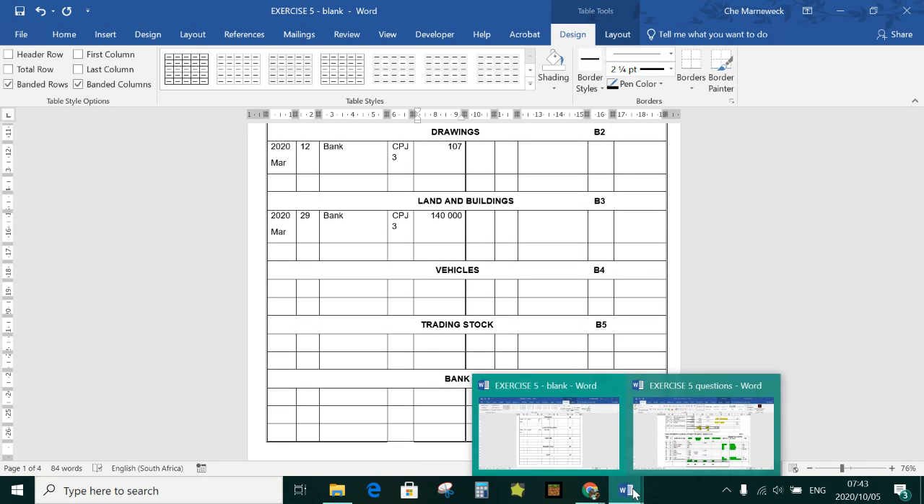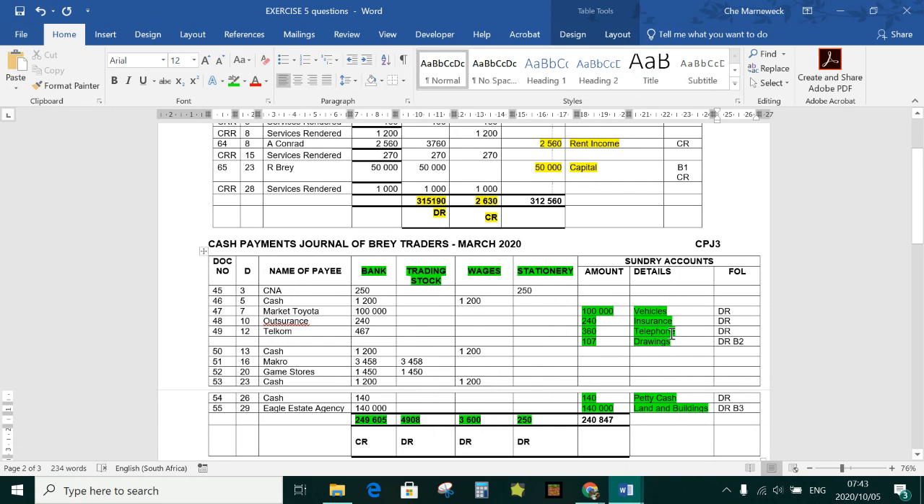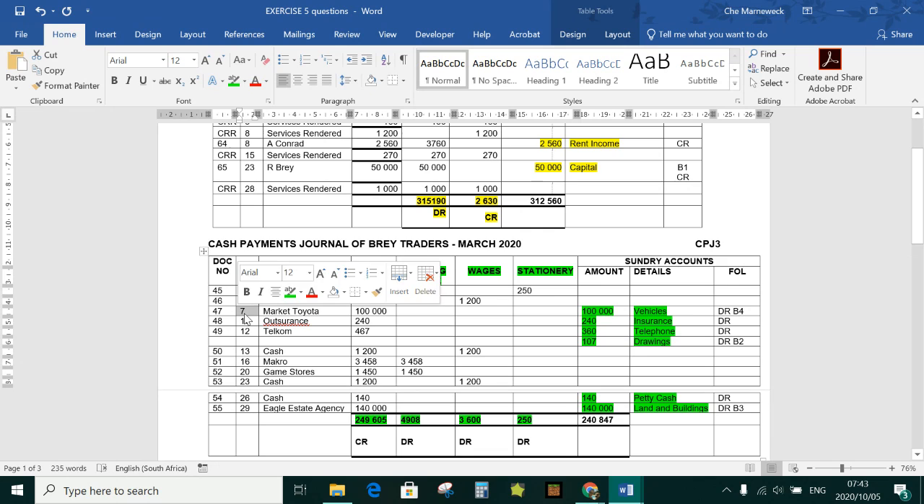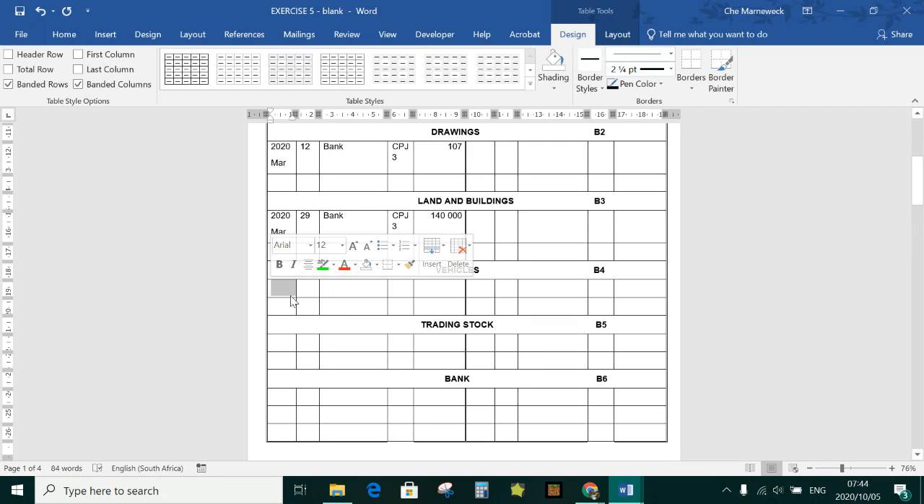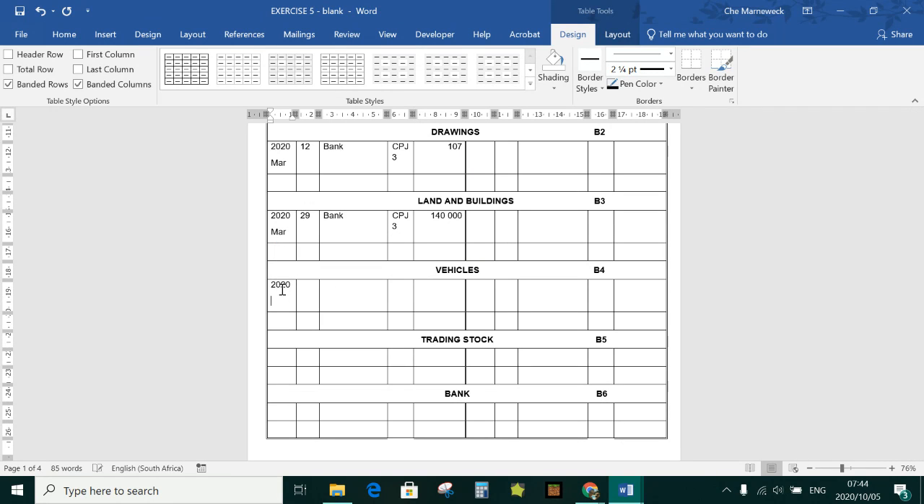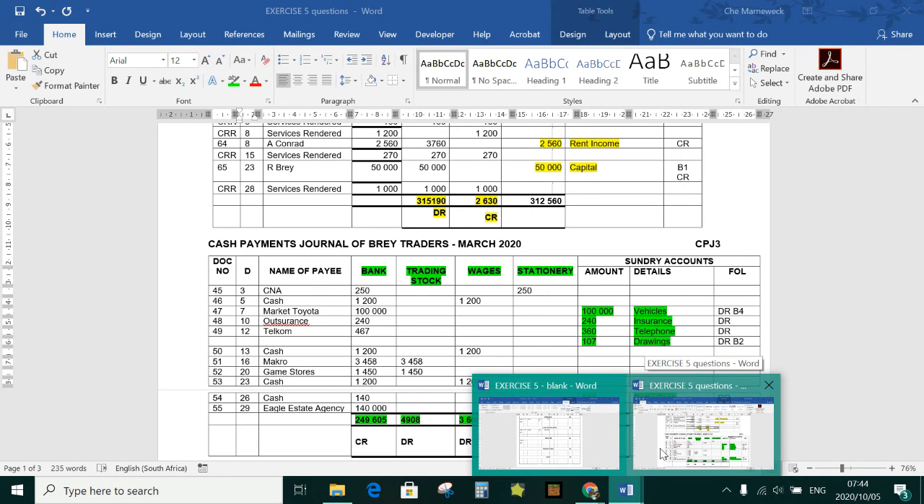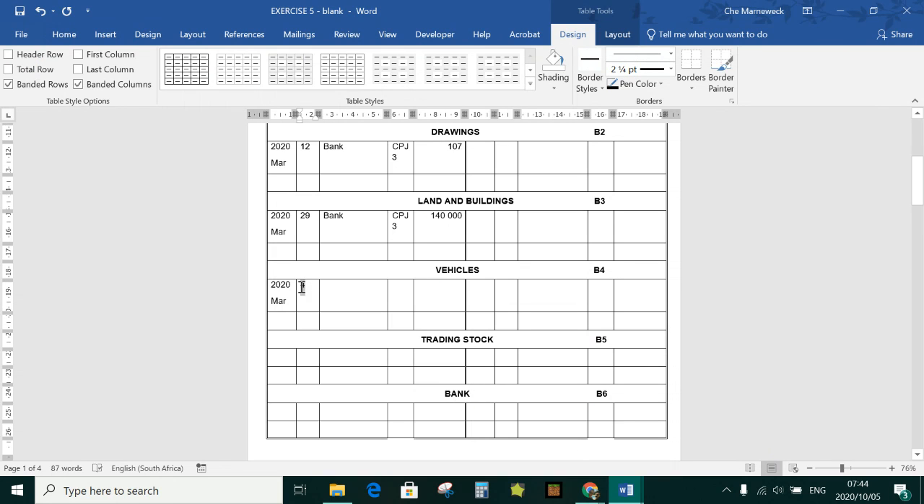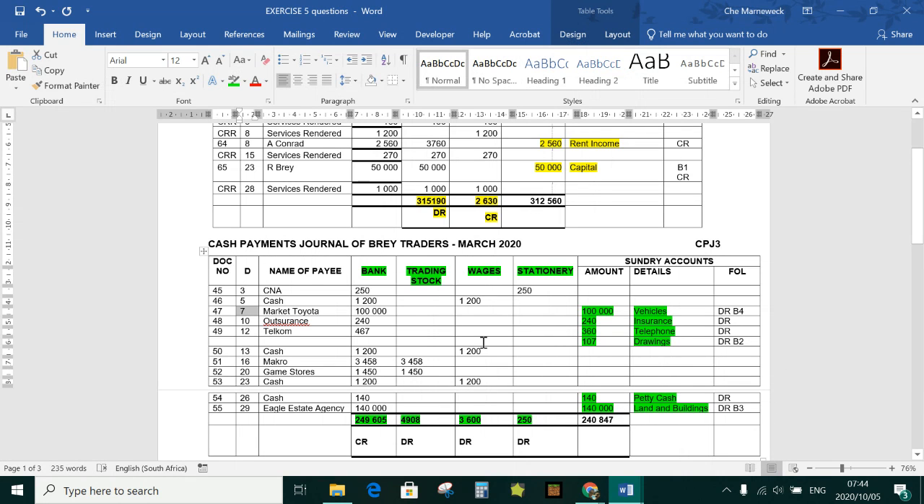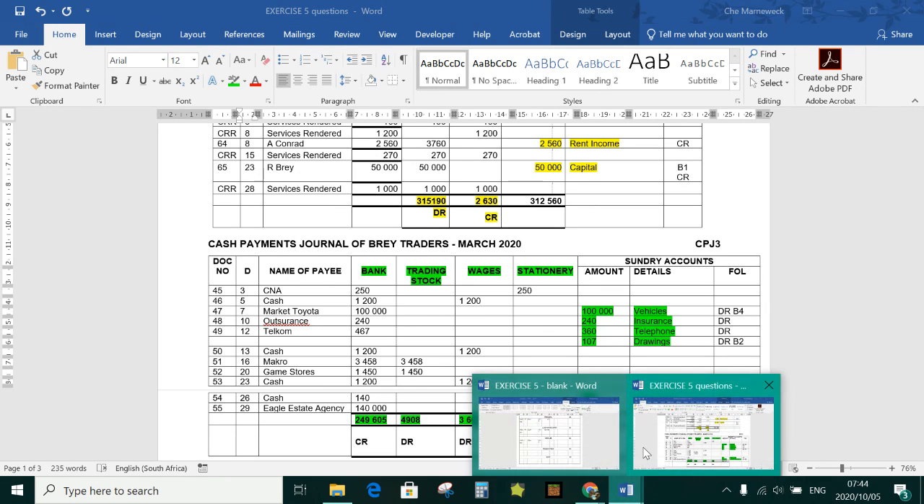Then move on to vehicles. Vehicles is B4. Have a look. There's vehicles B4. It's going on the debit side. It's in sundry, so it's that specific day, which is day 7, 100,000. So on the debit side, 2020, March, day 7, partner account, bank, journal code CPJ3, and the value of our vehicle is 100,000.